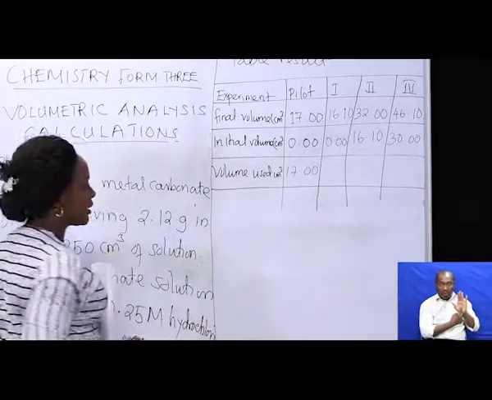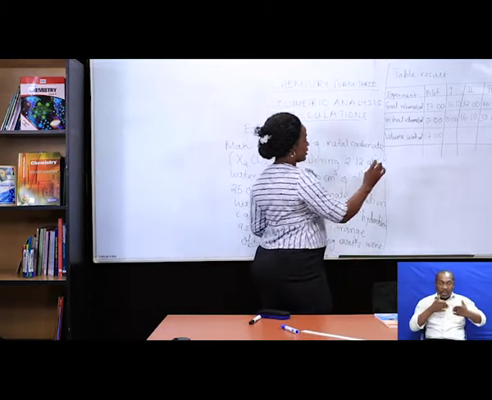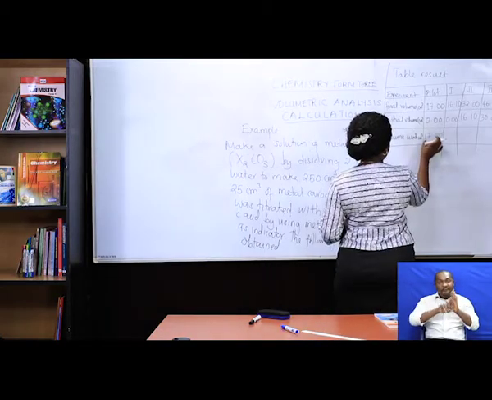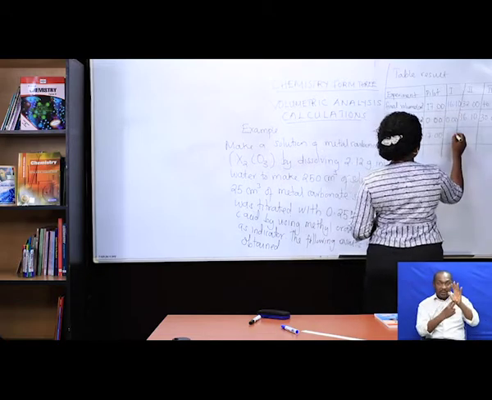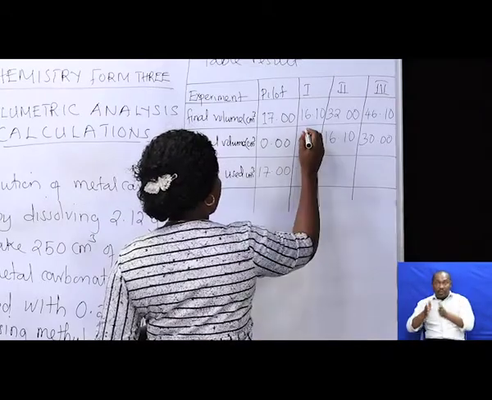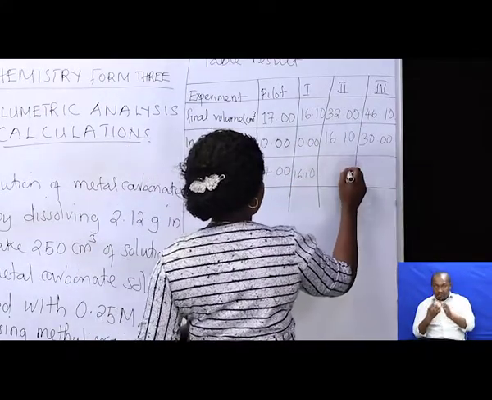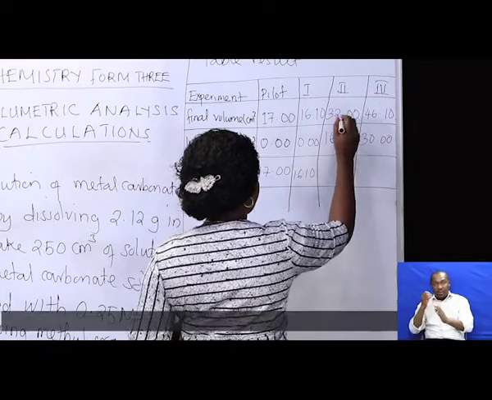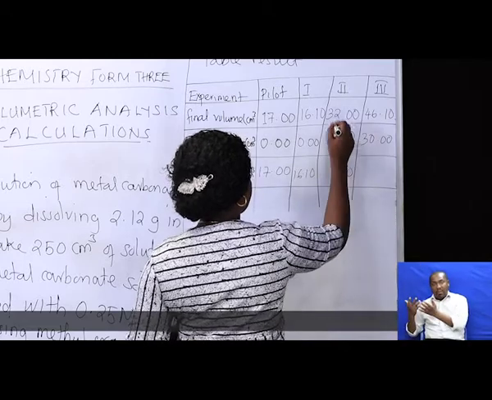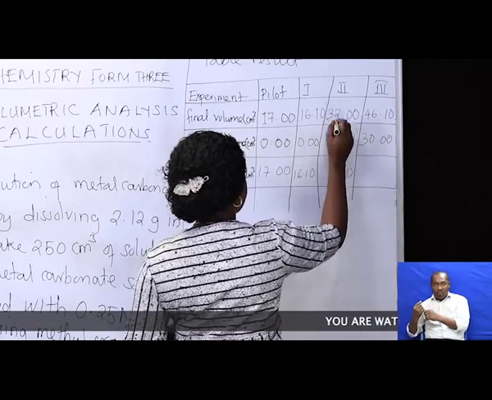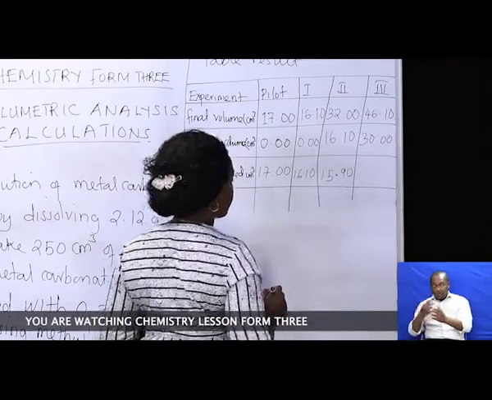So for the pilot, the end point was reached when the volume used to reach the neutralization point was 17.00. Then come here, it is 0, this is 1, 6, and this is 1. So 16.1. This is also 0 minus 0, it is 0. Borrow 1, put it here, to be 10, it is 9. We remain with 1. Borrow 1, put here, it is 11, so it is 5. We remain with 2, also this is 1.